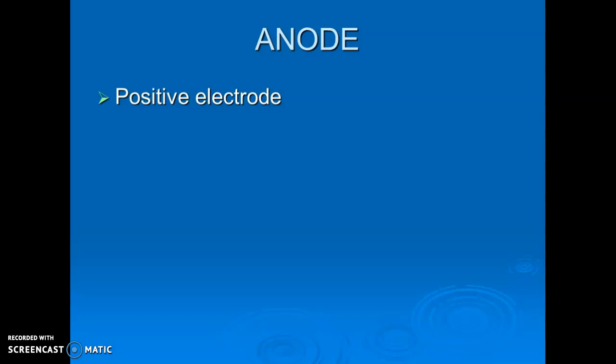Okay, the anode, which is the opposite end. The anode is the part that has the tungsten target, the radiator, and the copper stem. But that is your positive electrode.